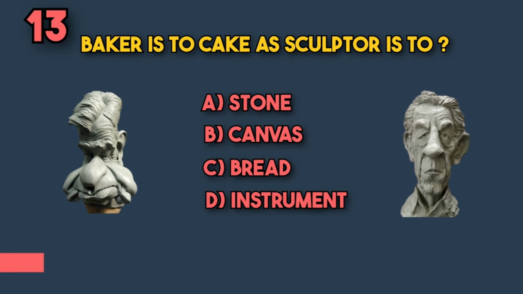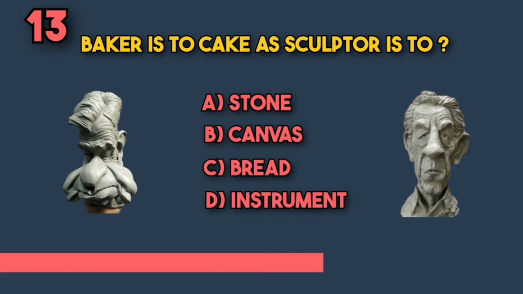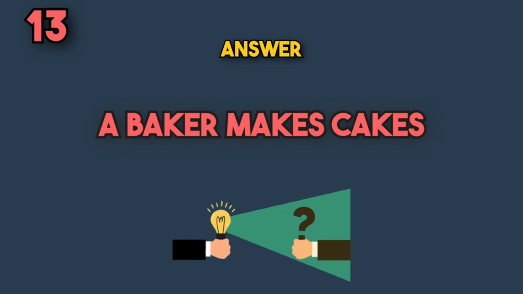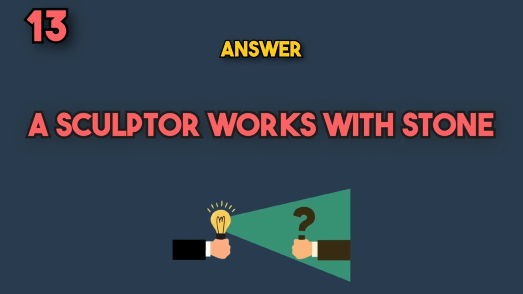Baker is to cake as sculptor is to... The answer is A, stone. A baker makes cakes, a sculptor works with stone.